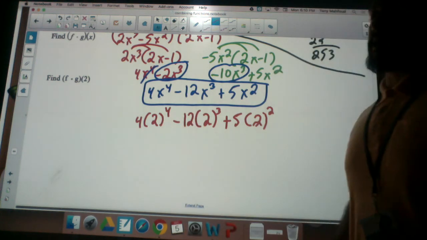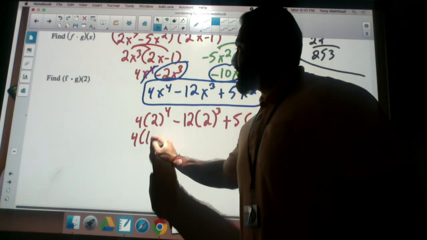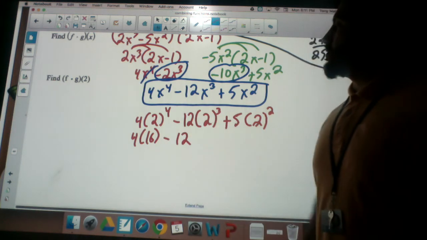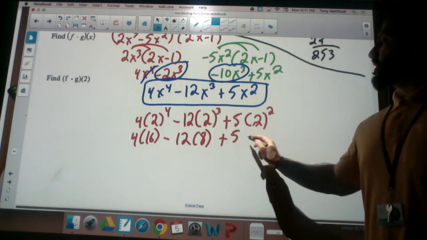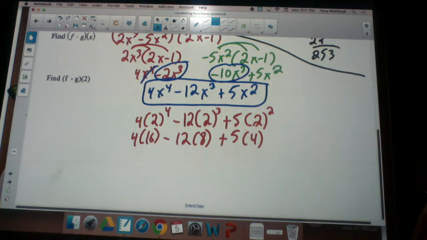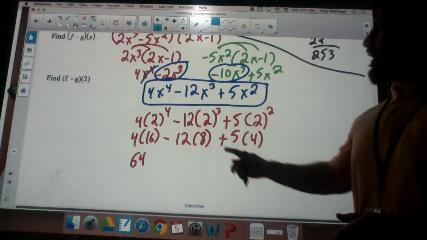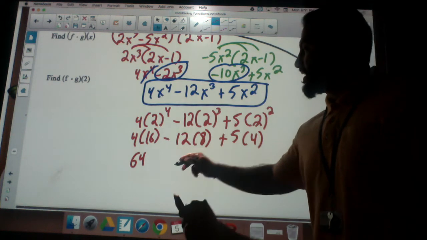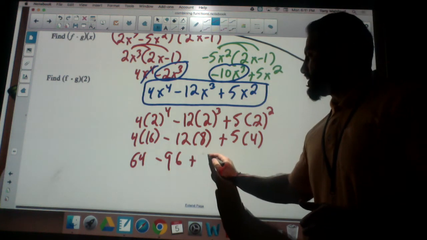So 2 to the 4th power, that's 2 times 2 is 4, 4 times 2 is 8, 8 times 2 is 16. So that's going to give me 4 times 16, minus 12 times, 2 times 2 is 4, 4 times 2 is 8, and then plus 5 times 4, because 2 squared is 4. Now multiplication comes next. 4 times 16 is going to give me 64. Remember, that's a negative 12, so negative 12 times 8 is going to give me negative 96. And then 5 times 4 is going to give me positive 20.